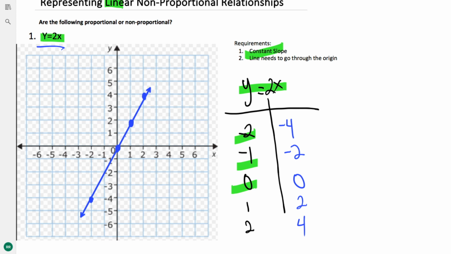And then the second thing that we need to check is, does this line go through the origin? Remember, what is the origin? The origin is simply 0, comma 0. And you can check, yes, it does go through the origin.